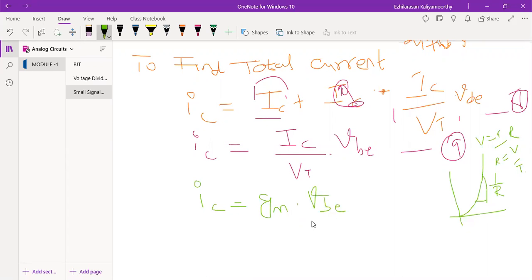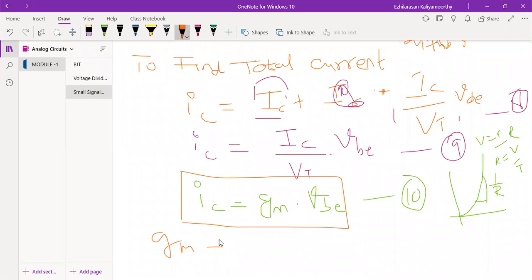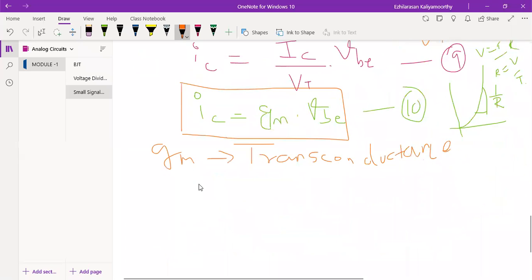So these two are small signal parameters. See, this is equation number 10, a very important expression: ic is equal to gm into vbe, where gm is the transconductance. Where gm is equal to, from this I can write, gm is equal to IC by VT.